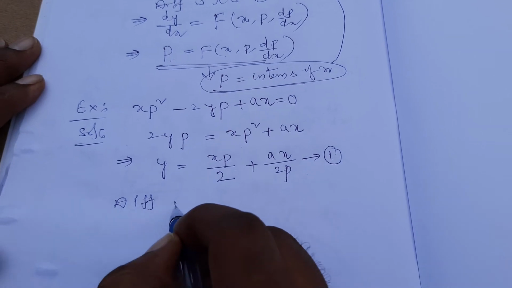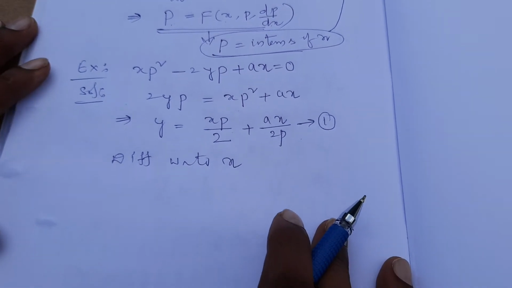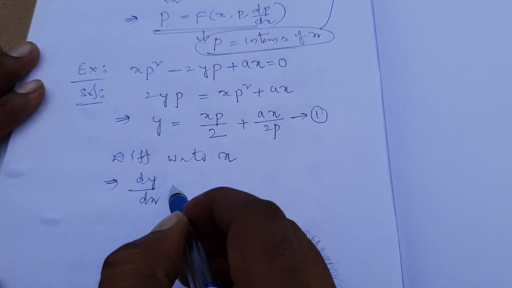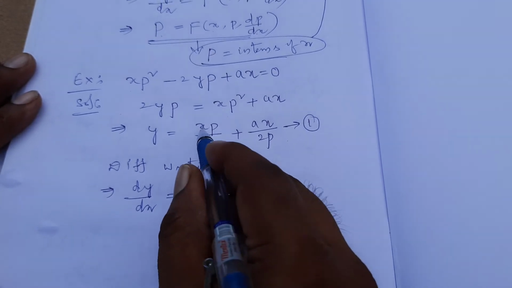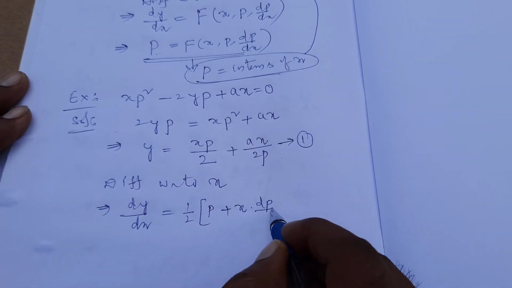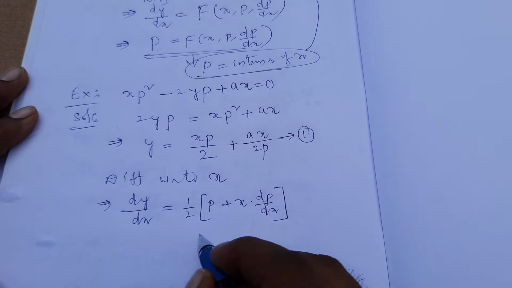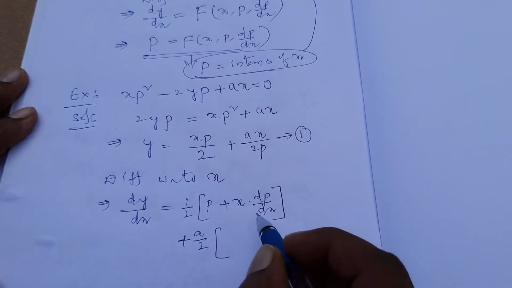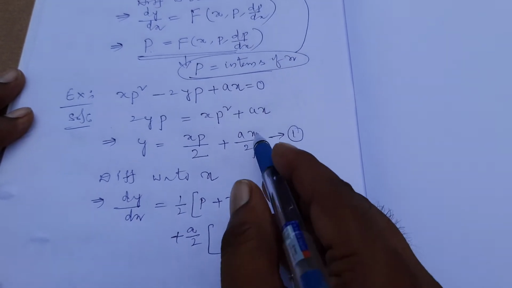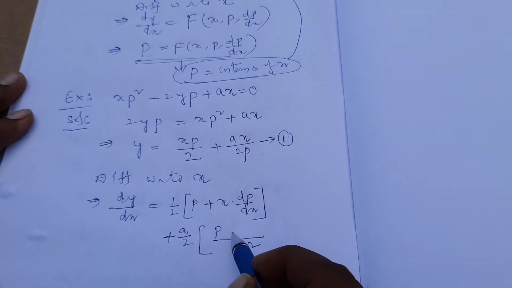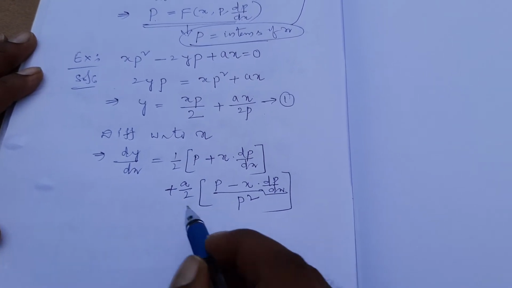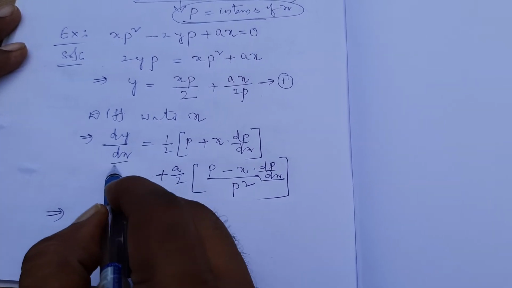Now differentiate with respect to x. If I differentiate this equation with respect to x, what can I get here? dy by dx equals 1 by 2 into, using the uv formula, p plus x into dp by dx, plus a by 2 into, since x by p is there, using the u by v formula, p square in the denominator, and in the numerator the derivative of x, 1 into p, minus x into dp by dx. Like this you can get it. If I simplify this, what is the dy by dx value now?